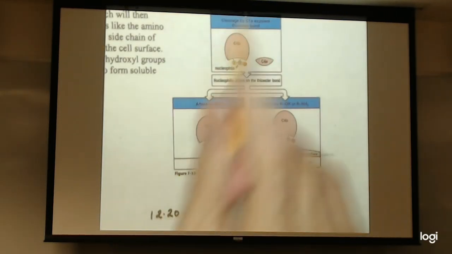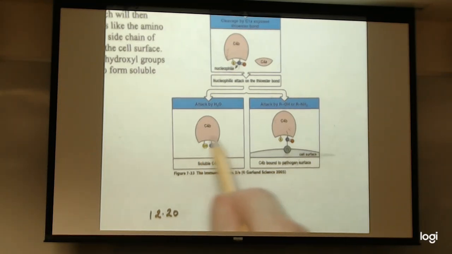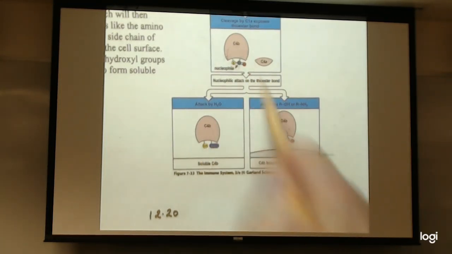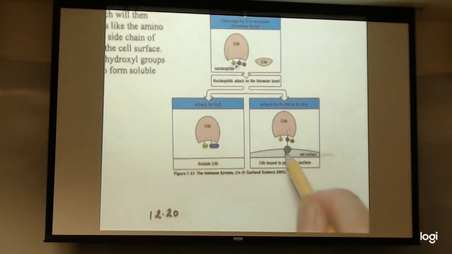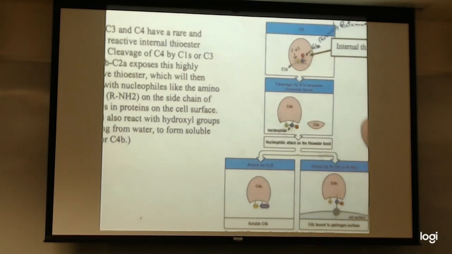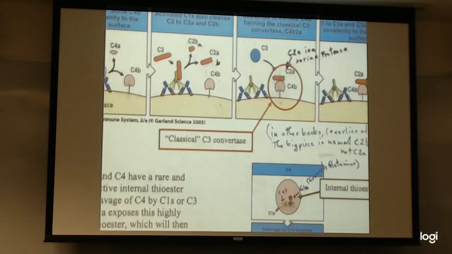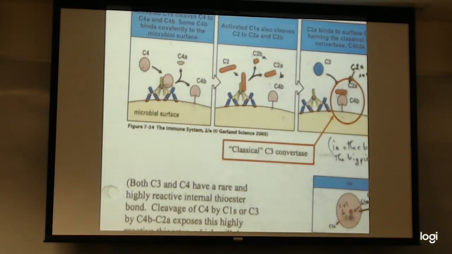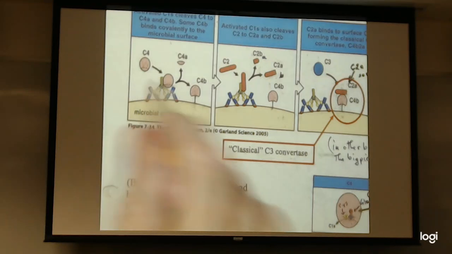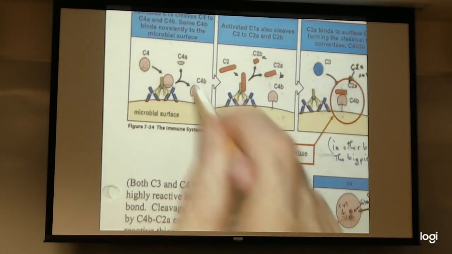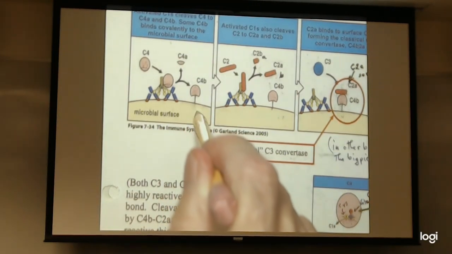Here. So if it reacts with water, this just becomes a carboxyl group. If it reacts with a nucleophile, this would be like an acid bond. Here's this sort of activity. So C4b is covalently bound to proteins on the cell surface. So we convert C4 to reactive C4b, which covalently attaches to the surface of the bacterium.